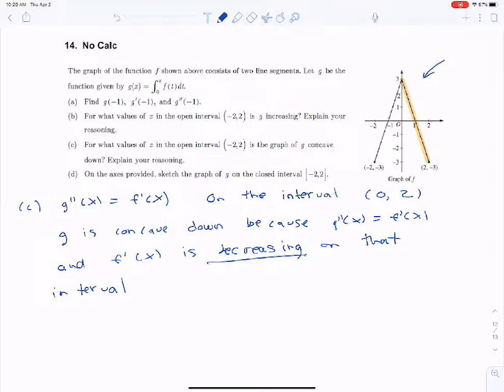Any follow-ups on that? The big thing I want you to notice here is that I'm using the word increasing, or the word decreasing, because I'm looking at the derivative of f. I can't say positive or negative, because they didn't give me the graph of g double prime or g prime.